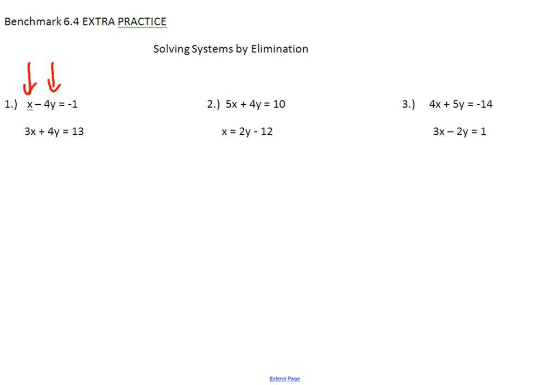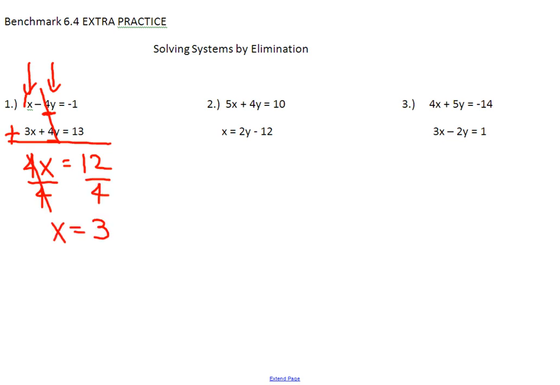I noticed that the coefficients of my y's are the same and they're opposite signs, and that's exactly what we want. We want a -4, +4. That means they're going to eliminate. So right away, I can just add these two equations together. I get 1x plus 3x is 4x. My -4y and my +4y cancel. I get 0y. And my -1 and my 13 add up to 12. Divide both sides by 4. We get x equals 3.